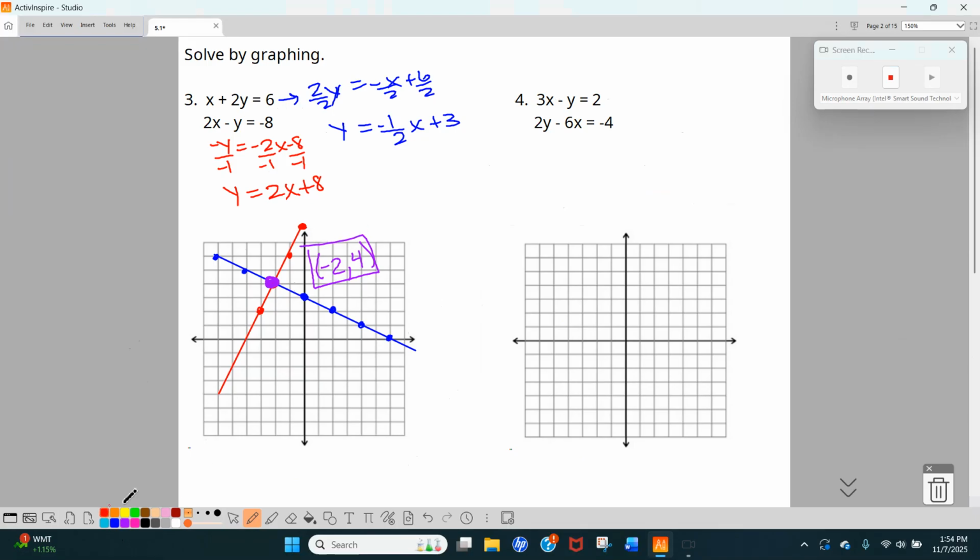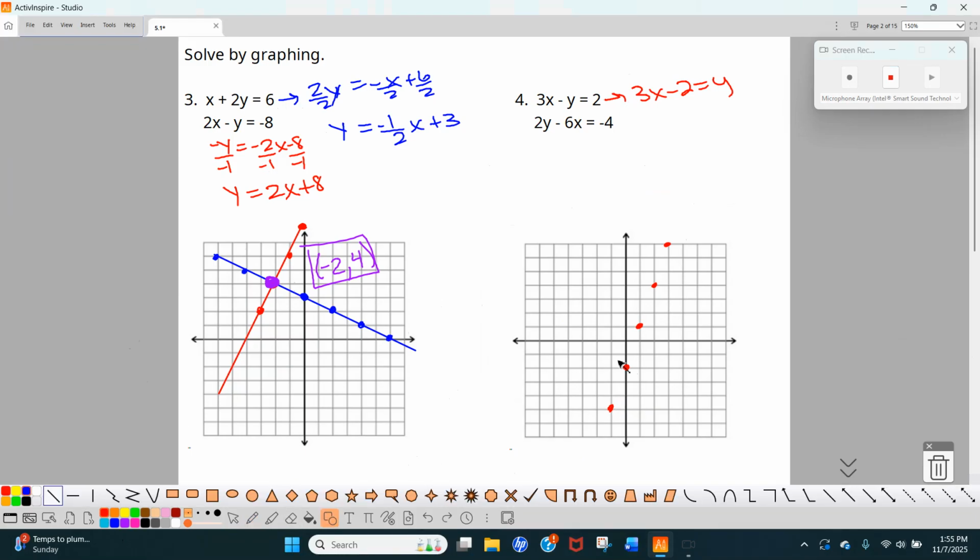All right, so for this next one, if I try to get y by itself, you can subtract 3x, divide by negative 1, but I can also add the y, subtract the 2. So it'll be 3x minus 2 is equal to y. So we start at negative 2, we rise 3, run 1. Again, I'm setting a bad example because I didn't show all of my work, but just make sure on a test that you're showing all of your work so that you don't lose any points.